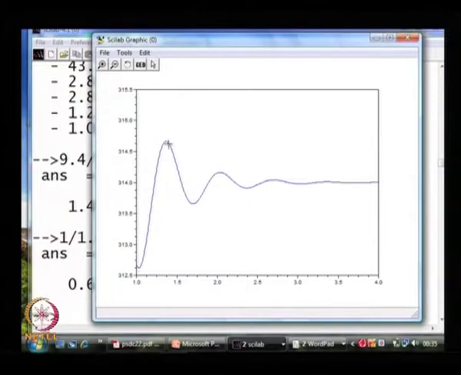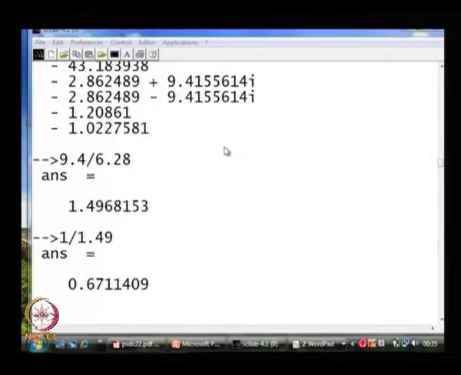Also, you can see the rate of change of the peaks. Rather, you can see that the peak value of this oscillation keeps decaying with time. I leave this as an exercise to you to verify that the real part of this eigenvalue corresponds to the rate of decay which is seen in this figure.